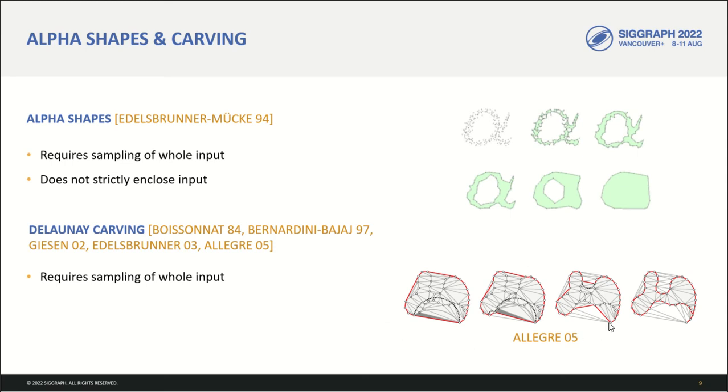Delaunay carving is a similar concept. However, these two classes have a number of downsides, mainly a sampling of the domain is required and the result is not necessarily manifold.